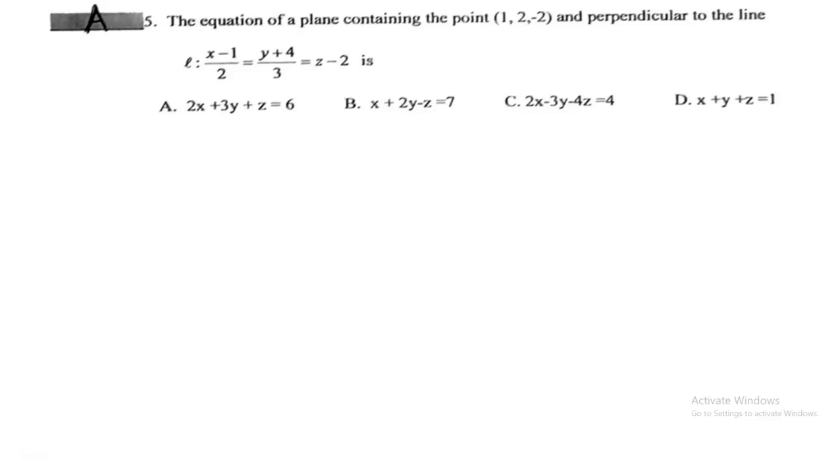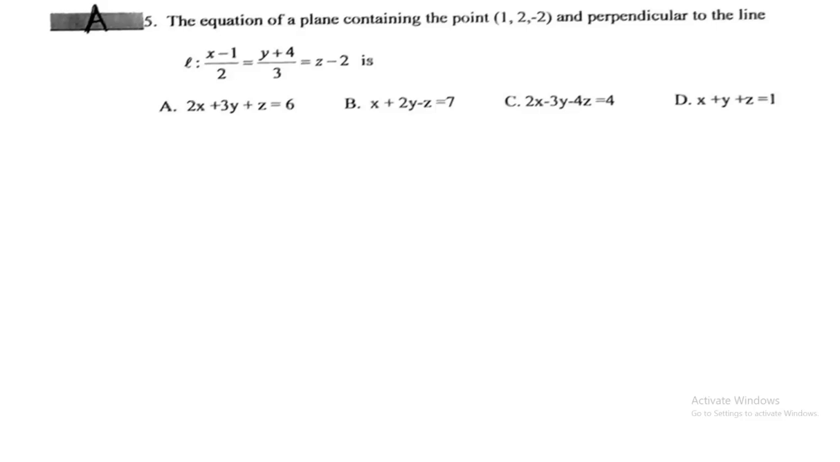Now coming to the fifth question, it says: the equation of a plane containing the point (1, 2, -2) and perpendicular to the line L, (x - 1)/2 = (y + 4)/3 = z - 2. So here you are asked to find the equation of the plane, and the symmetric equation of the line is given. And one point lying on the plane is also given, (1, 2, -2). So how can you determine now the equation of the plane?